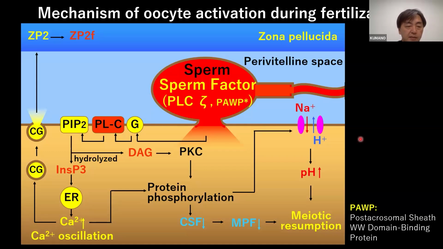and furthermore, subsequently, phosphatidylinositol bisphosphate is hydrolyzed, and IP3 and diacylglycerol are produced. The produced IP3 binds to its receptor on the surface of the endoplasmic reticulum, and this is the trigger of calcium oscillation.